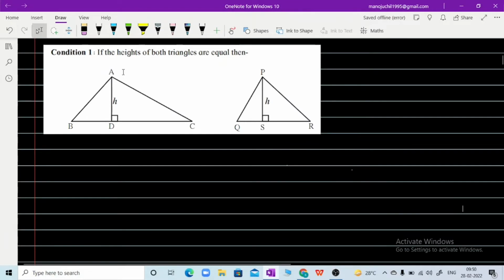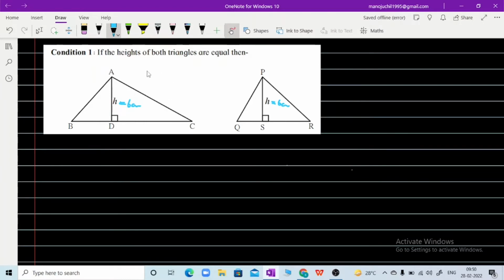Based on the properties of areas of two triangles, let's see the first condition. If the heights of both the triangles are equal, that means we have triangle ABC and triangle PQR, and suppose both the triangles have equal heights. Suppose this is 6 centimeters, and the height of the second triangle is also 6 centimeters, whereas the bases are not equal. So what will happen under this condition?